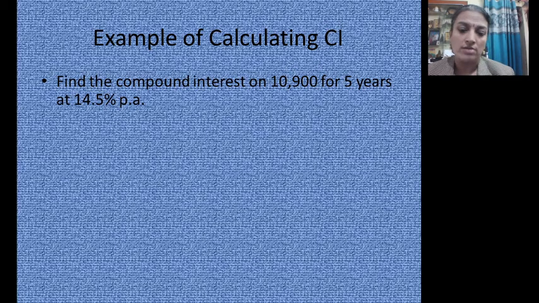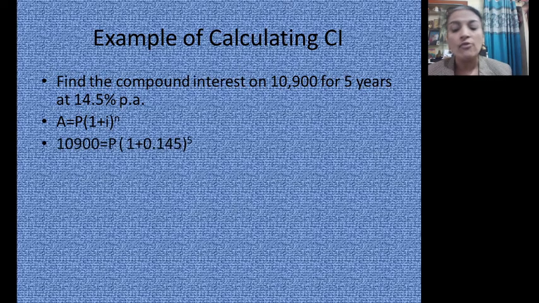Compound interest is asked. So amount is not asked. And what is given? P is given, that is 10,900. 5 years, that means time is given, N is given, and R, that is 14.5, is the R. So that is what is given in the problem. Let us go with the solution part. First let us write down the formula. A is equal to P 1 plus I raised to the power of N. Okay. So what is given? Let us go with it.